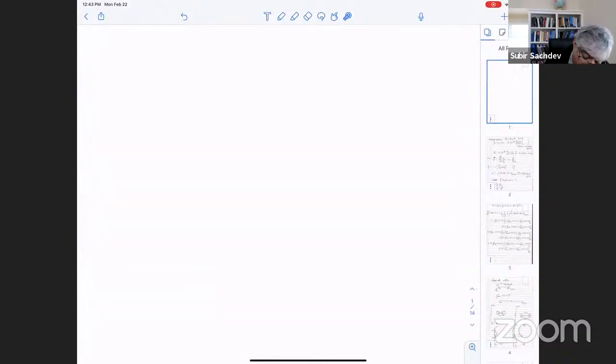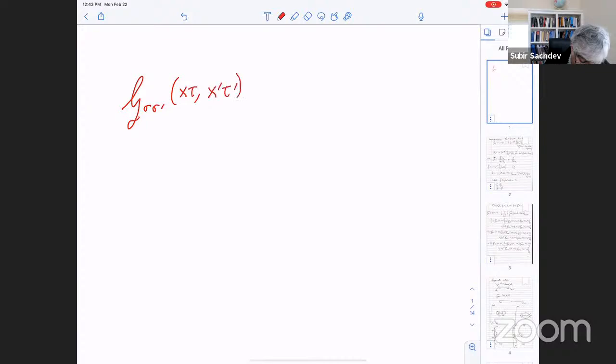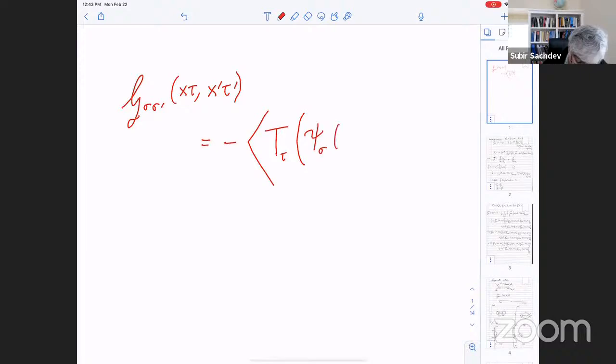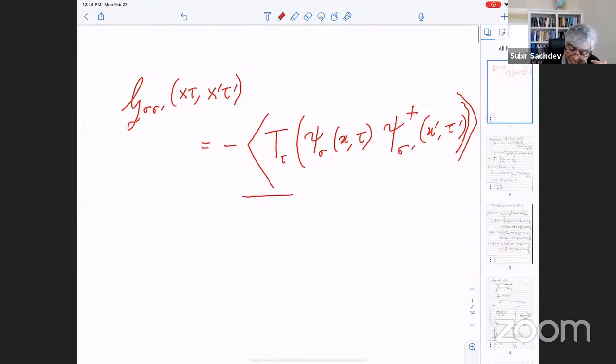So we're going to define, in terms of the field operators, G, for generality, I've even put a spin on the labels, G sigma sigma prime of x tau, x prime tau prime, is minus the expectation value in the full time-ordered product of psi sigma, this is the field operator, it annihilates a particle of spin sigma at position x, time tau, and psi dagger sigma prime of x prime tau prime. Okay, so this is the object we want to evaluate.